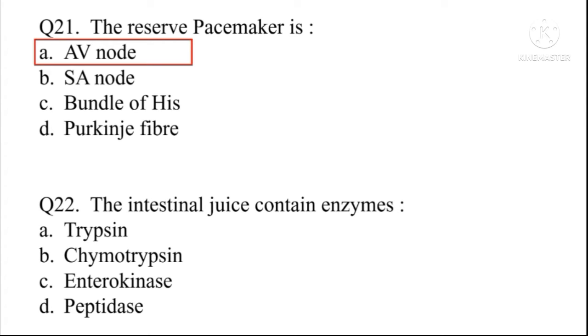Next question is, the intestinal juice contain enzymes. Options are option A, trypsin, option B, chymotrypsin, option C, enterokinase, option D, peptidase. Its correct answer is option C, enterokinase, and other options are the secretion of pancreas.